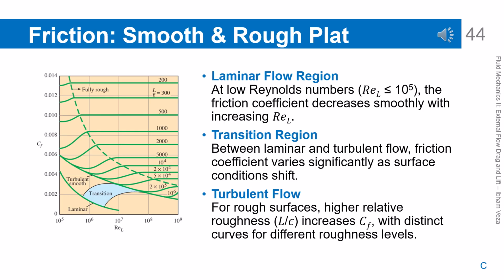Friction coefficient for flow over smooth and rough plates. At low Reynolds numbers, the flow is laminar and the friction coefficient decreases smoothly as the Reynolds number increases. In the transition region, the behavior of the friction coefficient becomes irregular. In turbulent flow, surface roughness starts to play a very dominant role. Each roughness level has its own curve. This graph combines the effects of Reynolds number and surface roughness at the same time.